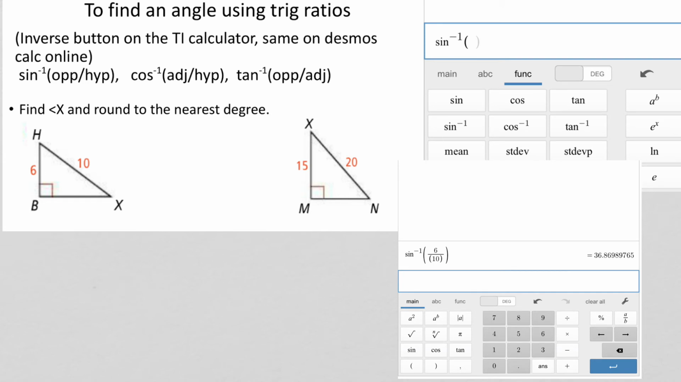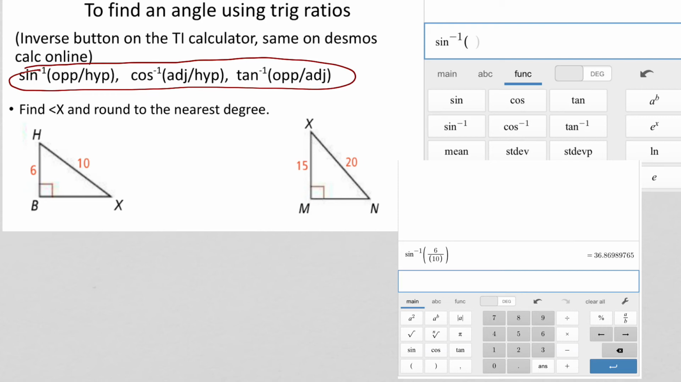Okay, now, what if they're asking us to find an angle instead of a side in a right triangle? All right, so now, here is something new, a new button that you have to press for this one here. So these are the 3 that I'm going to be using. If you notice there, we have a symbol raised to the -1. So sine to the -1, cosine to the -1, tangent to the -1. These are going to give me my angle measurements. I need to show you how to get them on the calculator too.